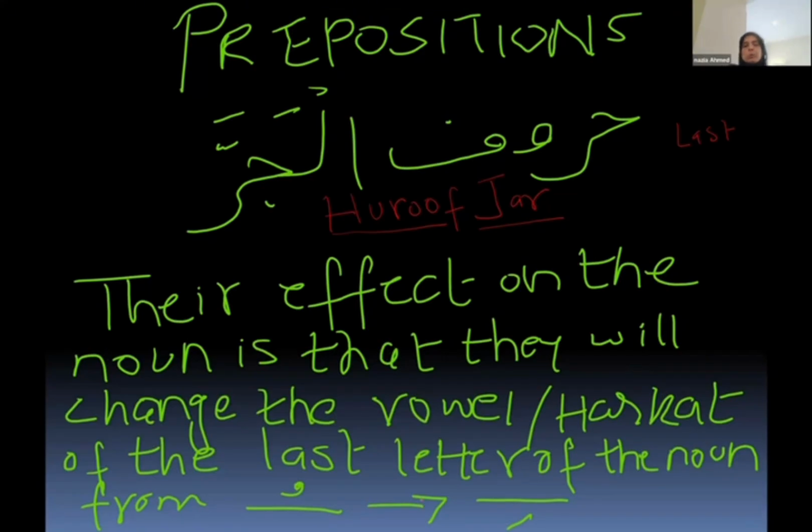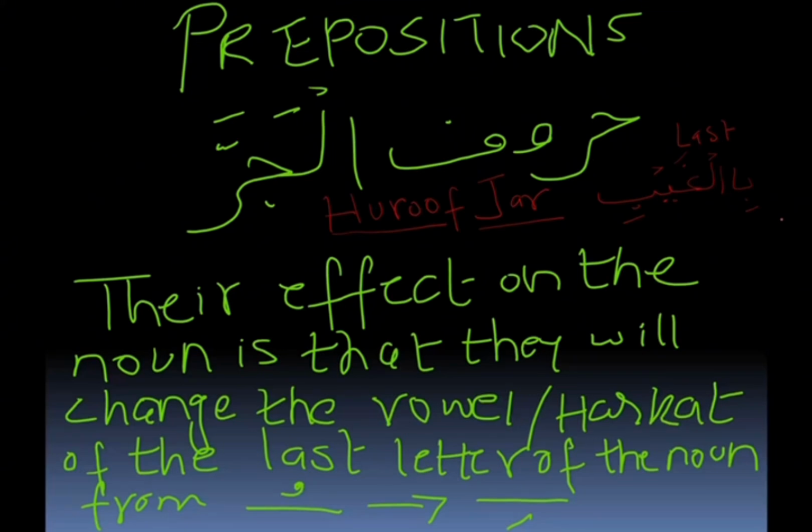Okay, I want you to look at this word now. Okay, so let's dissect now. How many bits? Three. Come on. Very good. Well done. B plus al plus ghaib.